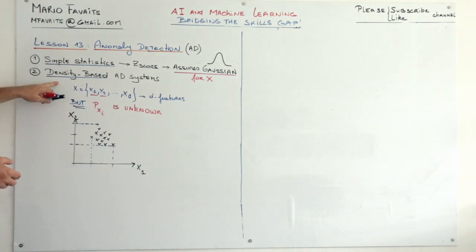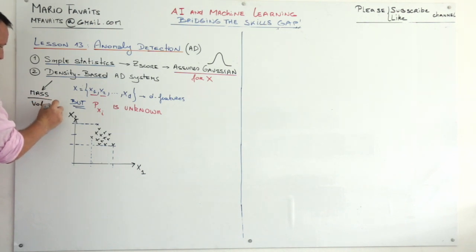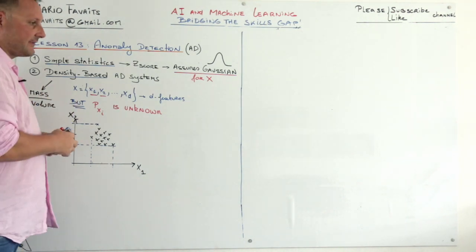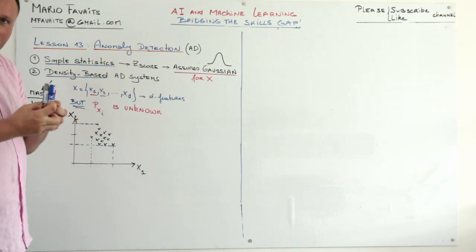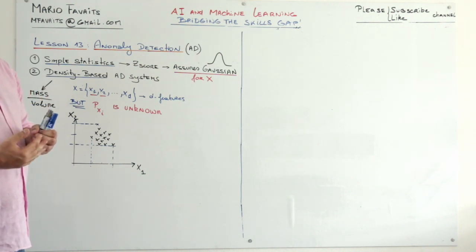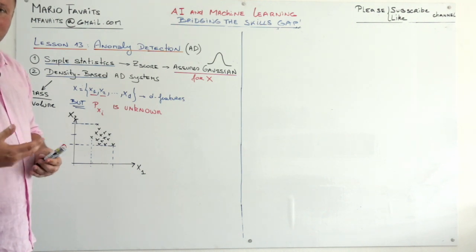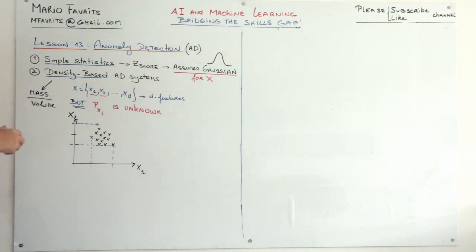The second series of algorithms we can use, which is actually the first series of machine learning algorithms, are density-based systems, and density equals mass divided by volume. Intuitively, you can understand that if you have a lot of points clustered together, the density will be high, but the chance that it's an anomaly is very low. Now, if you have very low density, the probability that a point is an anomaly is higher. So that's the thinking behind it.